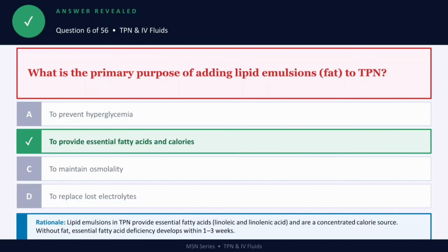To provide essential fatty acids and calories. Rationale. Lipid emulsions in TPN provide essential fatty acids and are a concentrated calorie source. Without fat, essential fatty acid deficiency develops within 1 to 3 weeks.